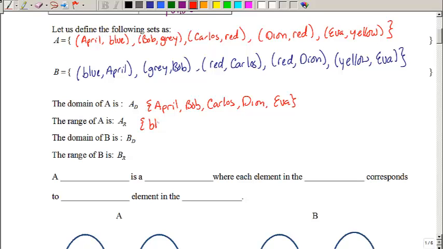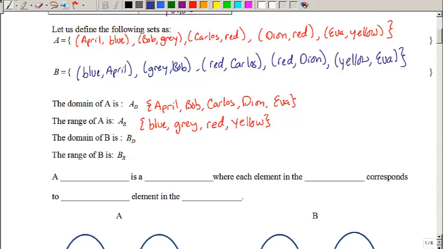blue, gray, red. Notice red is both Carlos's shirt color and Dion's shirt color. Although I'm not going to write it twice, that would be just a little bit redundant. So write red only once, and then Ava's color is yellow, so yellow is in my range as well.